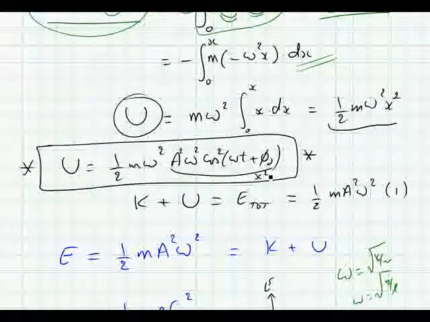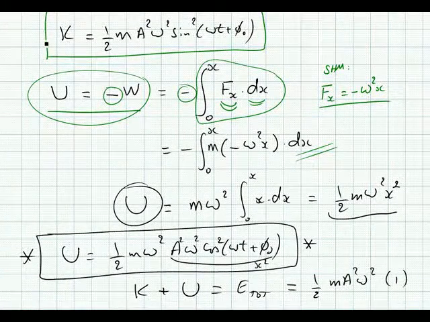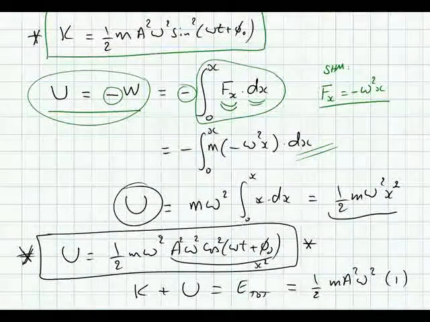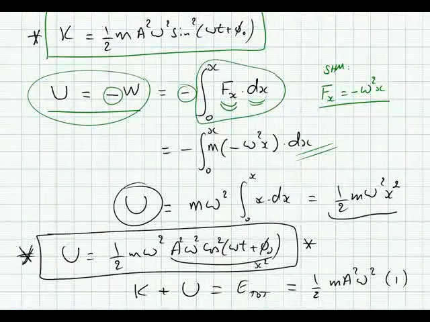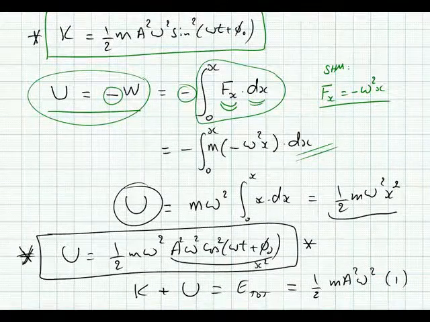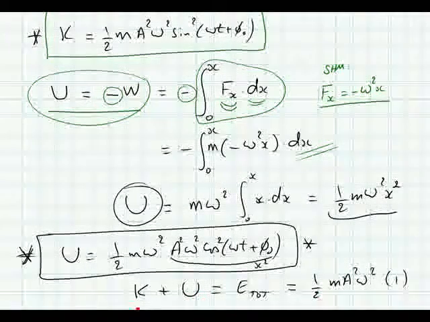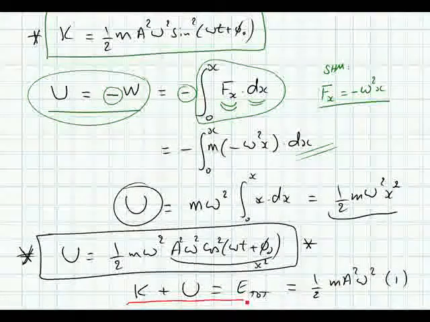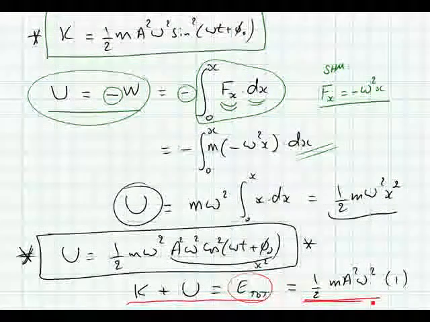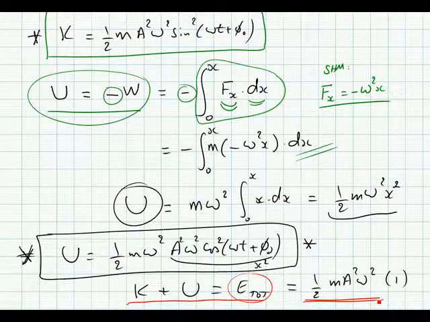Now it is interesting to note that if you take the expression for kinetic energy and the expression for potential energy and add them up, because sine squared plus cosine squared is equal to 1, then you would end up with K plus U, which we said is the total mechanical energy of the object, is given by 1/2 of m A squared omega squared.